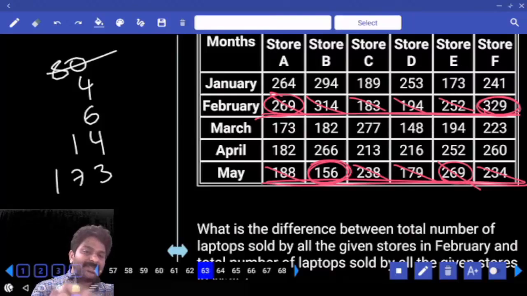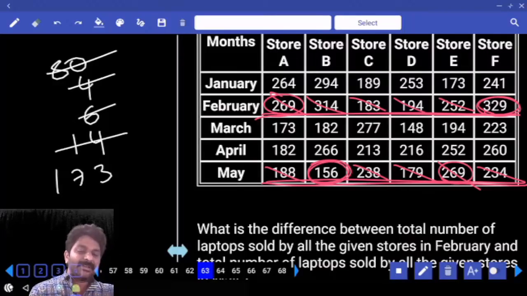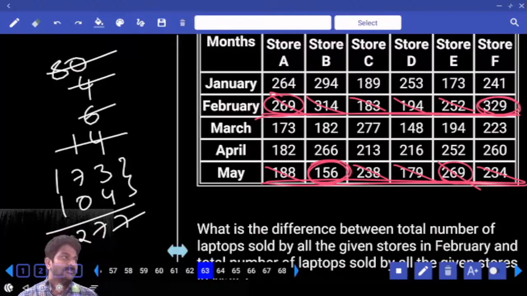173. Okay. 80 plus... 4 plus 6, 10. 90. 90 plus 14, 104. When you add these two, you get 277. Instead of adding all the numbers, I am choosing nearest numbers so that simplification becomes easy.